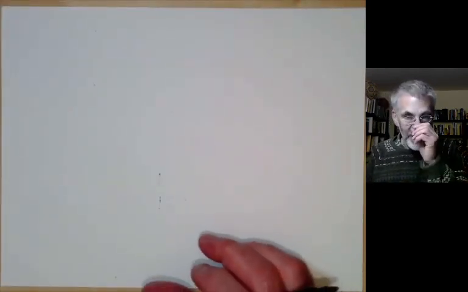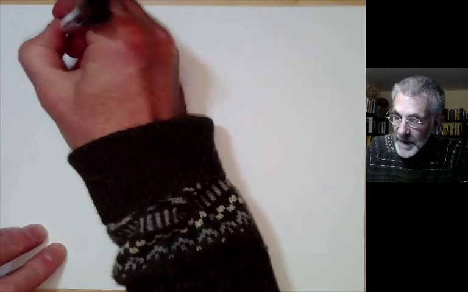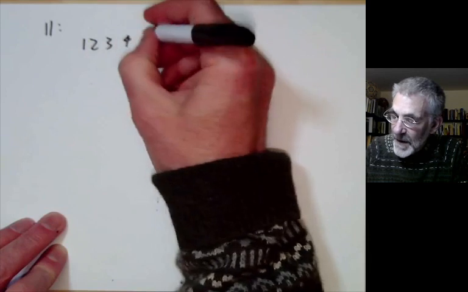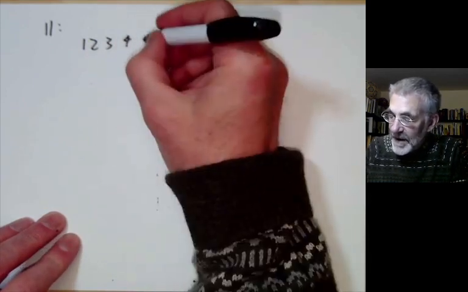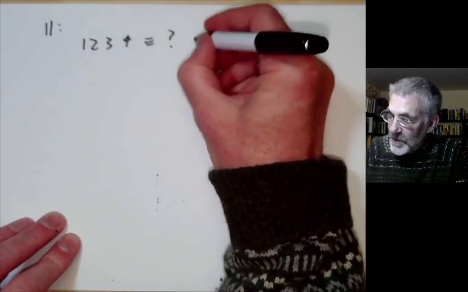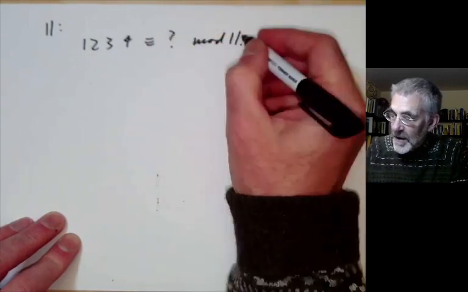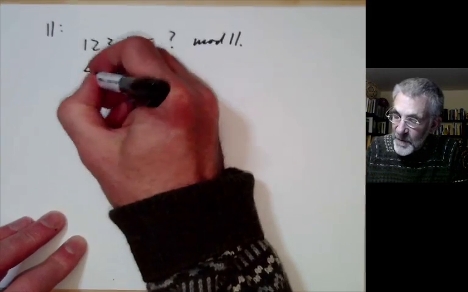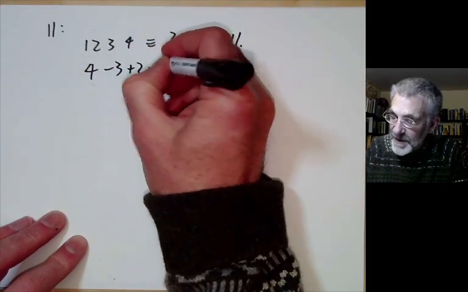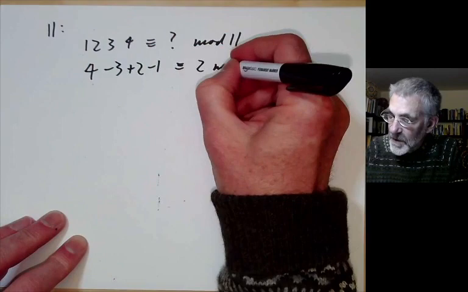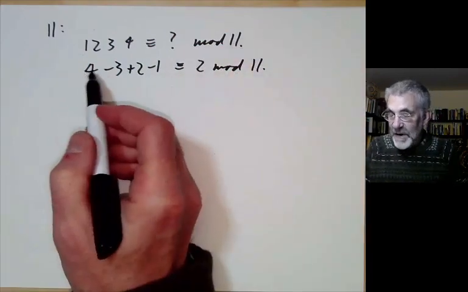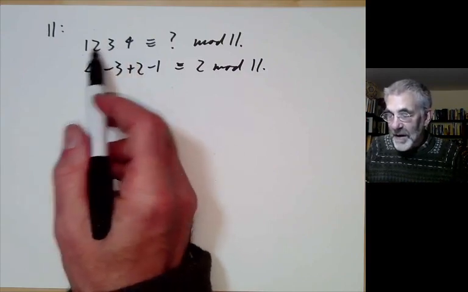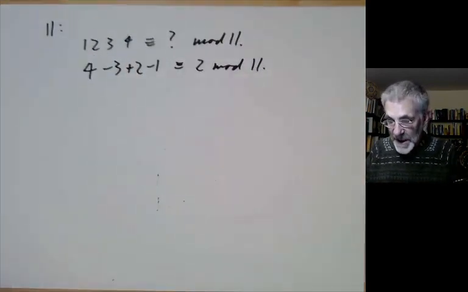There's a similar check for divisibility by 11. So if I want to know what is the remainder if you take 1234 and divide it by 11, so I want to know what this is congruent to modulo 11, what you do, instead of taking the sum of the digits, you take an alternating sum. So I'm going to take 4 minus 3 plus 2 minus 1, which is congruent to 2 modulo 11. So this gives a fairly quick check to see whether a number is divisible by 11. You just add up the digits with alternating signs.